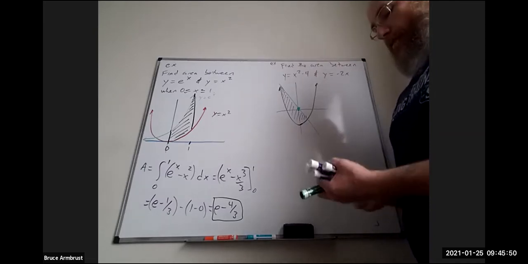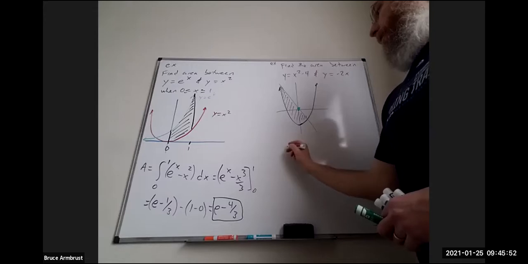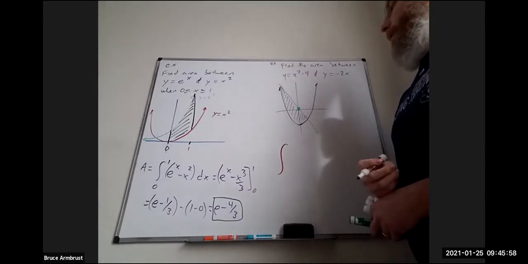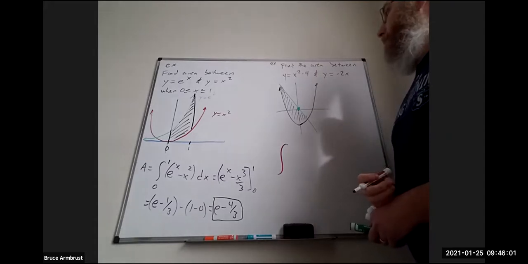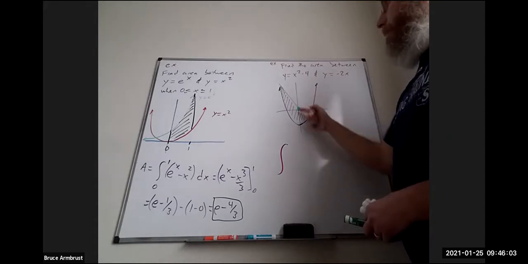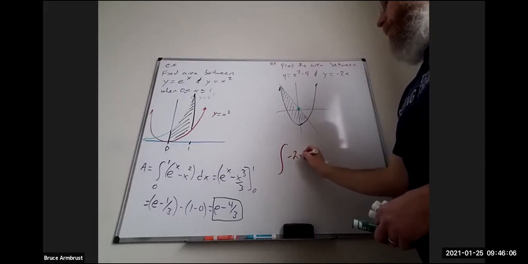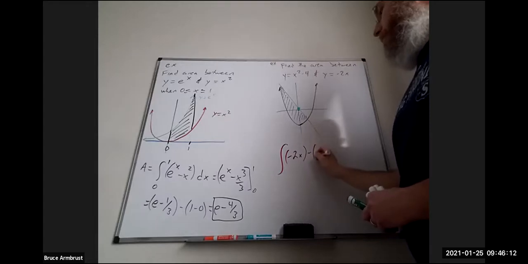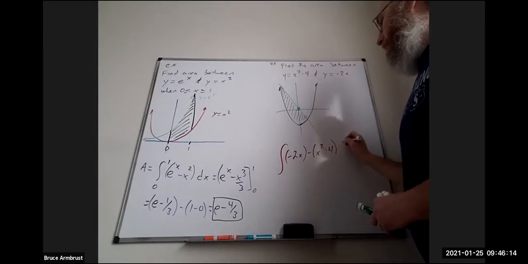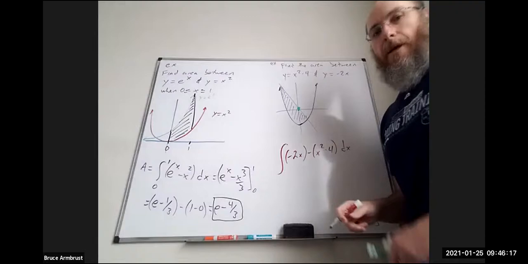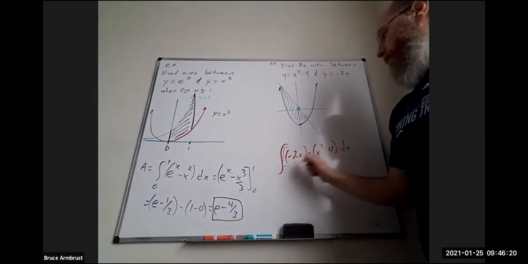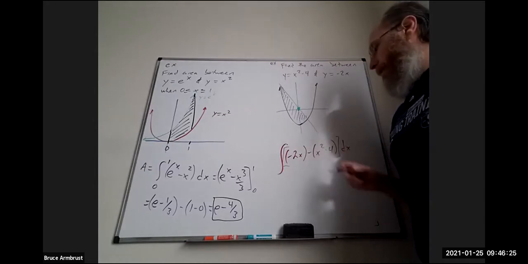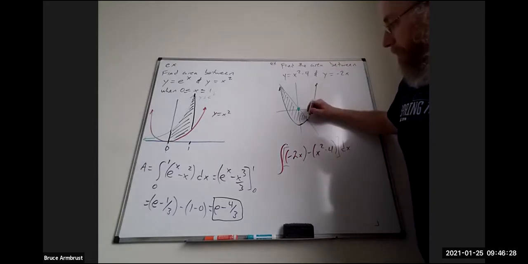All right, well, let's get it set up. So we're going to have an integral of, we'll worry about the bounds later, but let's start with the top minus bottom. So the top of this thing, the green one, is the line. So we're going to have minus 2x. And then we're going to subtract the parabola, which is x squared minus 4. Okay, so we're going to have the integral of minus 2x minus (x squared minus 4) dx. And now we got to get the bounds.